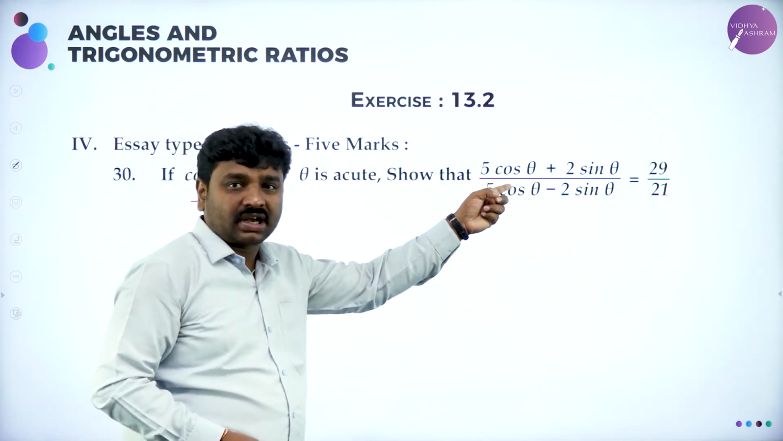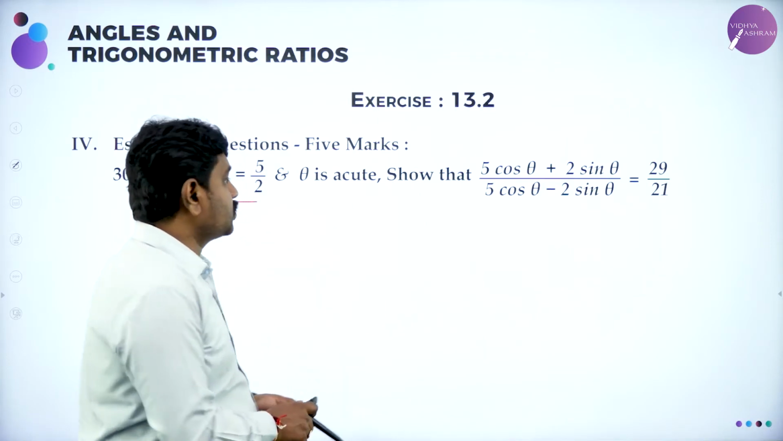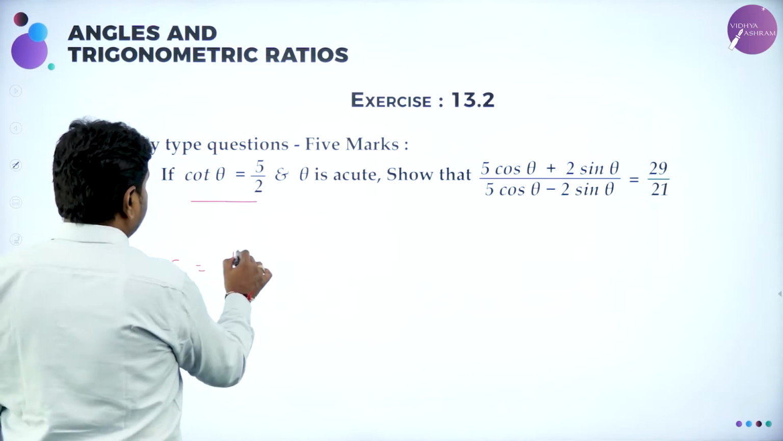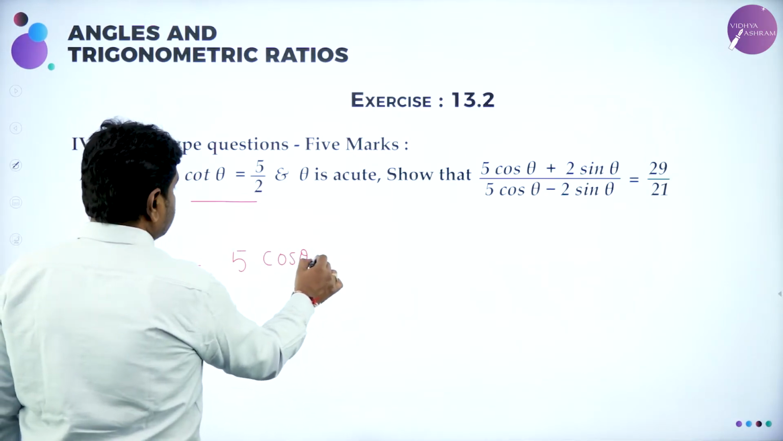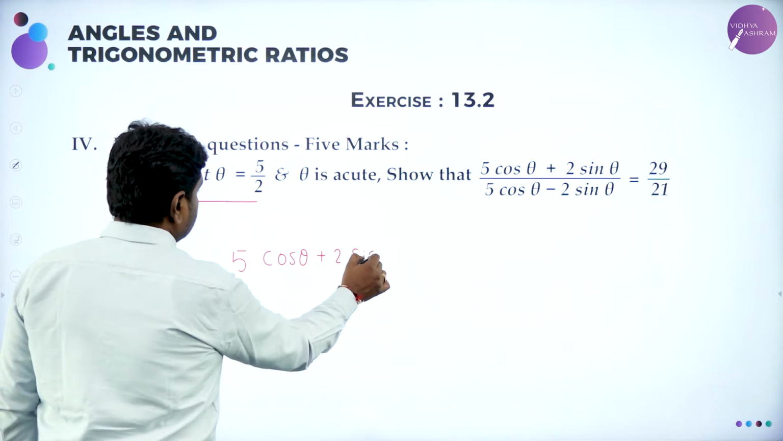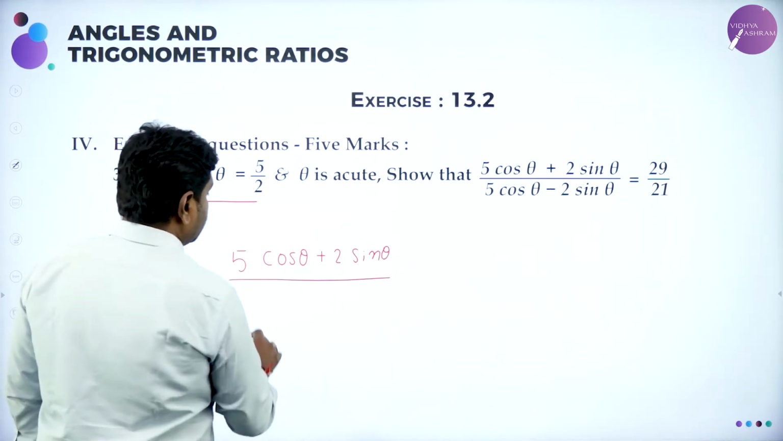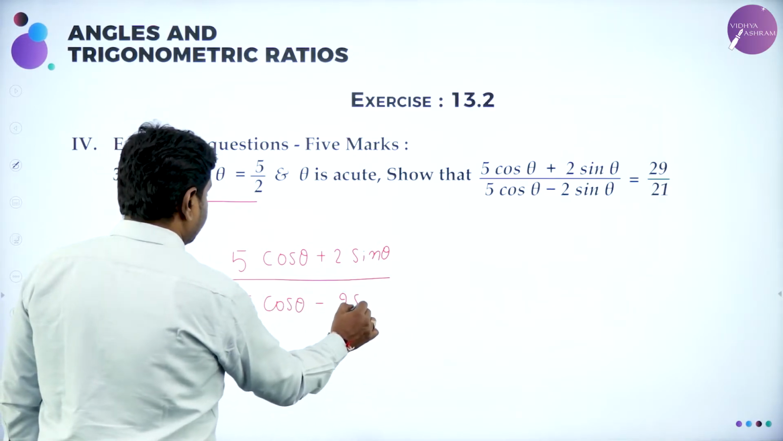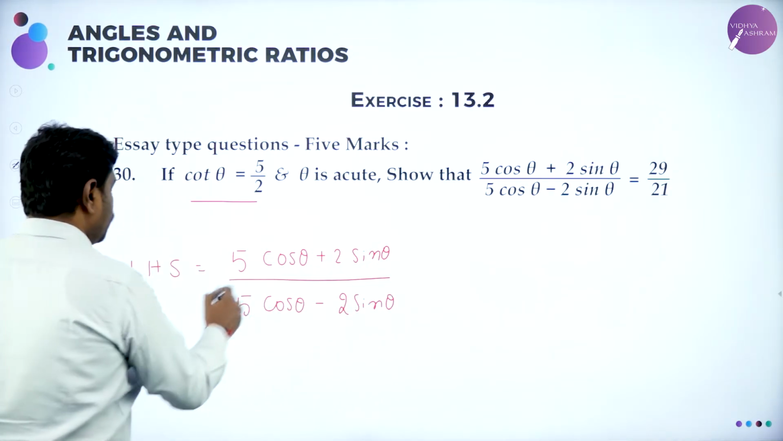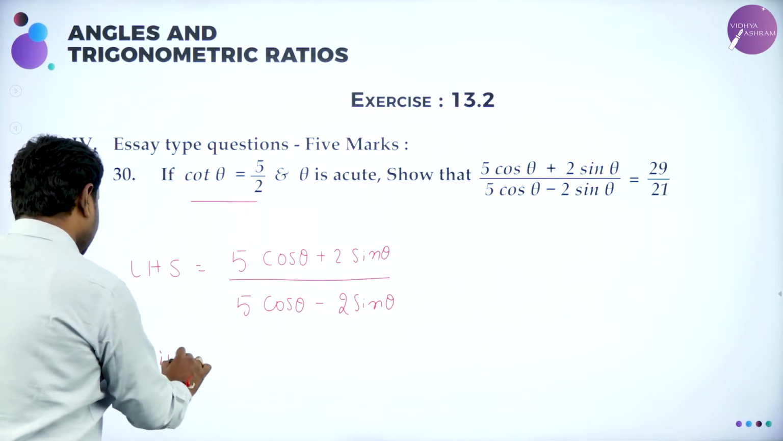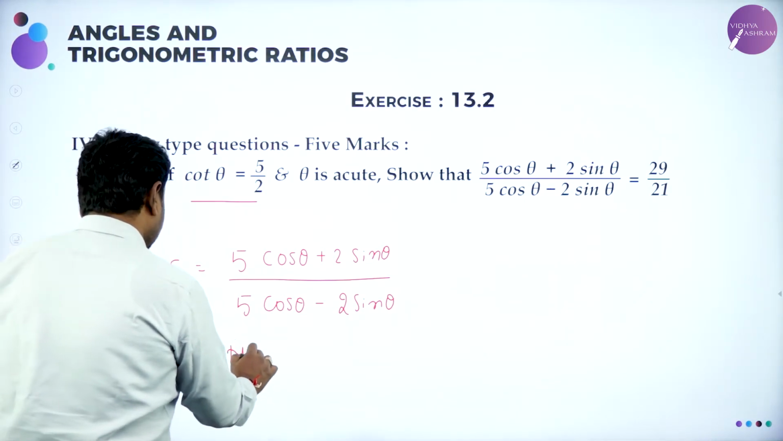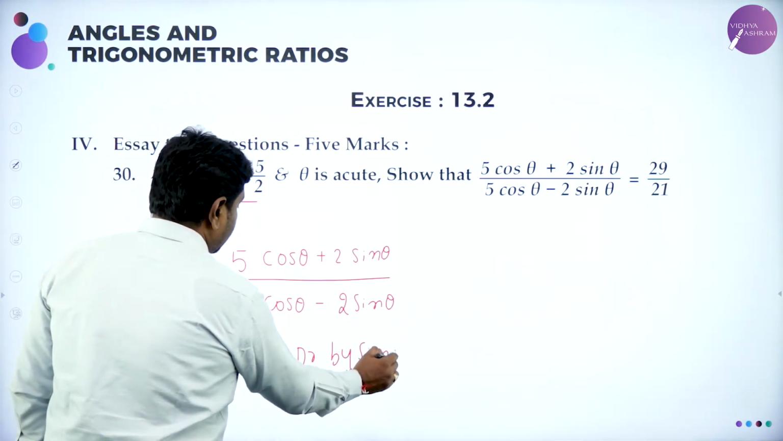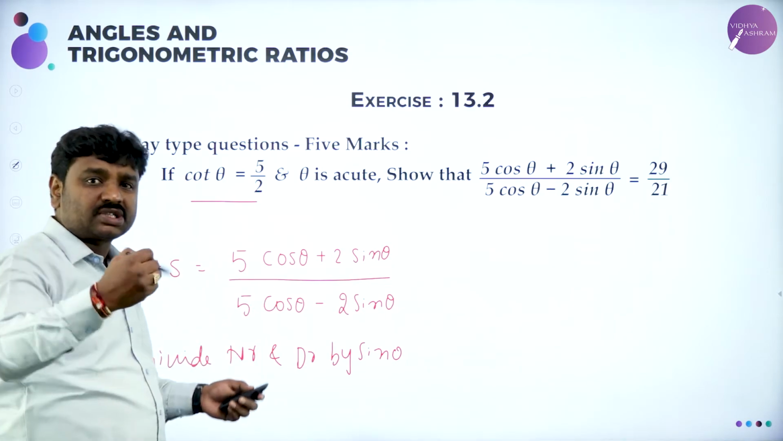Here we have cos. Cos by sin gives you what? Cot. So we'll take LHS. What is LHS? 5 cos theta plus 2 sin theta divided by 5 cos theta minus 2 sin theta. Now divide numerator and denominator by sin theta. So we'll divide numerator and denominator by sin, so that cos by sin becomes what?